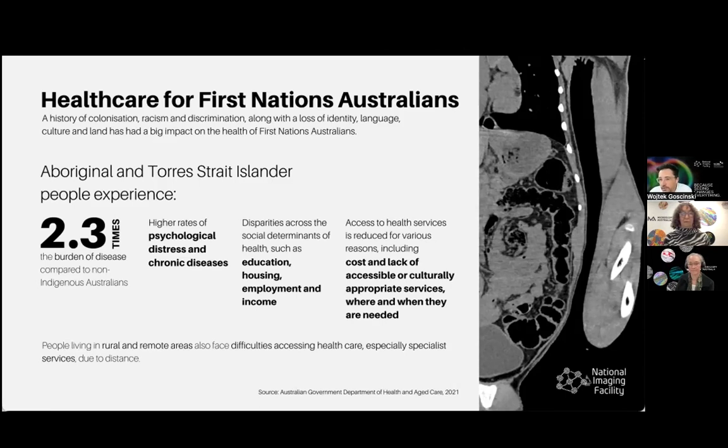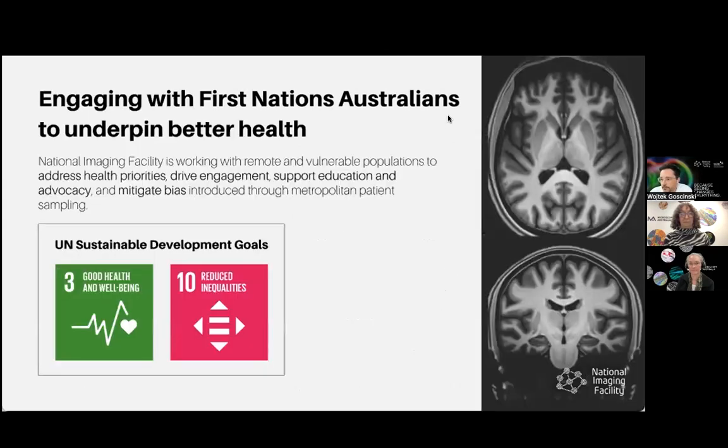In addition to these factors, people living in rural and remote areas also face difficulties accessing healthcare, especially specialist services, due to distance. National Imaging Facility is working with remote and vulnerable populations to address health priorities, drive engagement, and ultimately mitigate bias introduced through metropolitan patient sampling. These efforts respond to SDG 3 and 10.